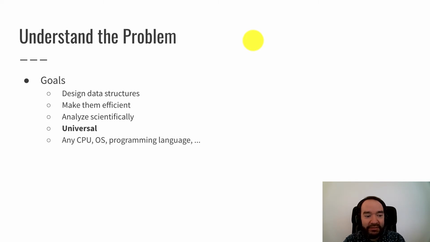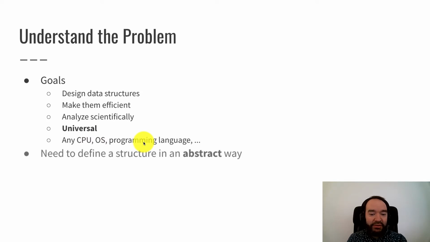We want these data structures to be universal, meaning that they could apply to pretty much any kind of computing environment. So I don't want to invent something that just works on Linux in the year 2021 in C++ programming. Instead, we want these structures and designs to work on any kind of CPU chip, whether it's new or old, or fast or slow, and any operating system and any programming language. So we have to define what a data structure is in an abstract way. We can't be specific to any of those alternatives.